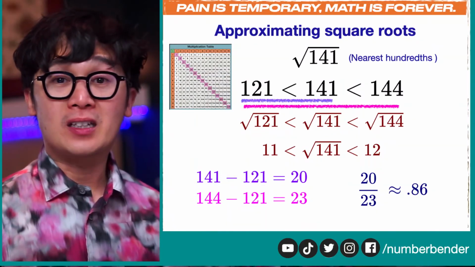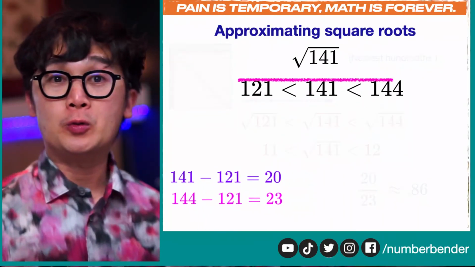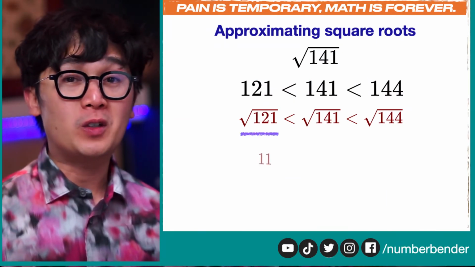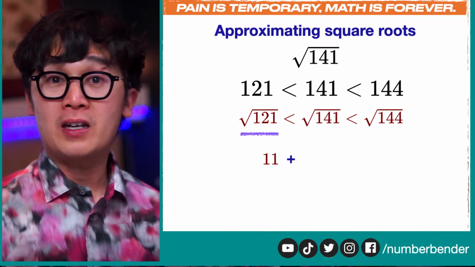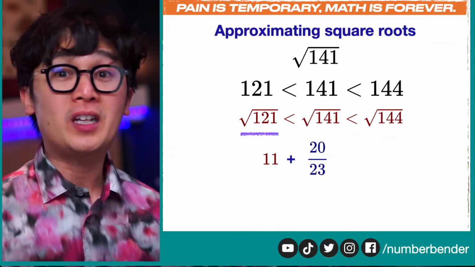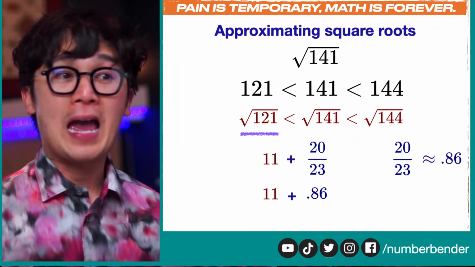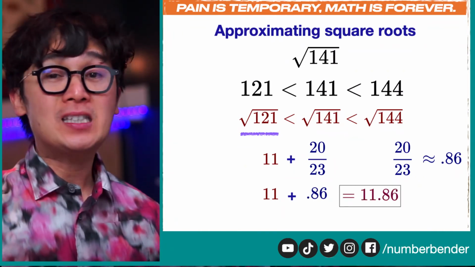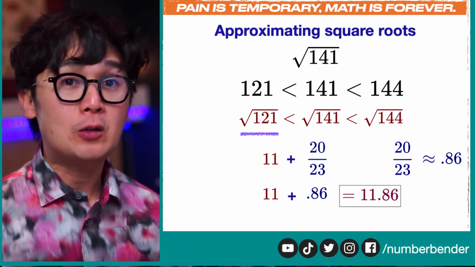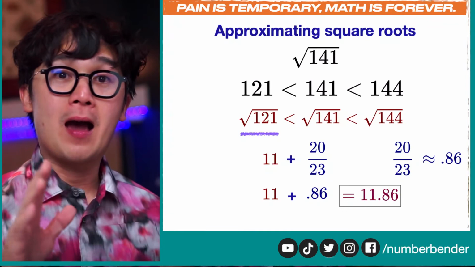So now we know that it's 0.86 using our long division, and we're able to produce the decimal value that will help us find the square root of 121, which is 11. We add it to the decimal value that we found using long division, which is 20 over 23, which is 0.86, and we're going to add those together. That's why we have 11.86 as the estimated value of square root of 141. And this is one technique that you can use to estimate the value of your square root that happens to be not a perfect square.